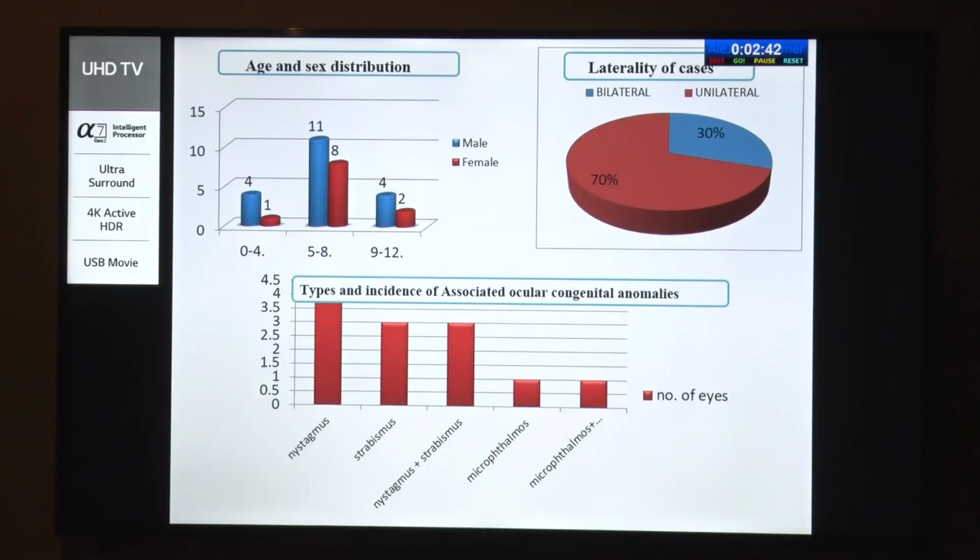In the result, in the age and sex distribution, the most commonly involved age was 5 to 8 years, and there was male predominance. In the laterality of the cases, 70% of cases were bilateral and 30% were unilateral. In the incidence of associated ocular congenital anomalies, the most common was nystagmus followed by strabismus.